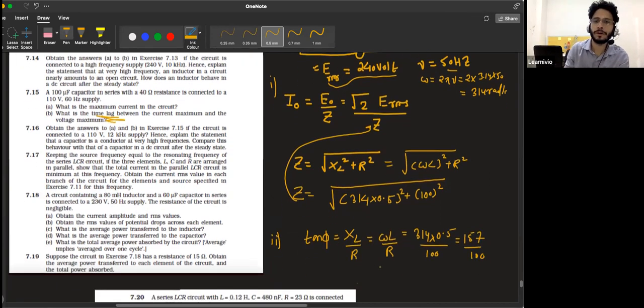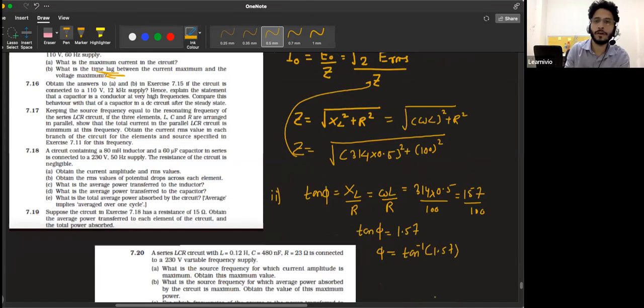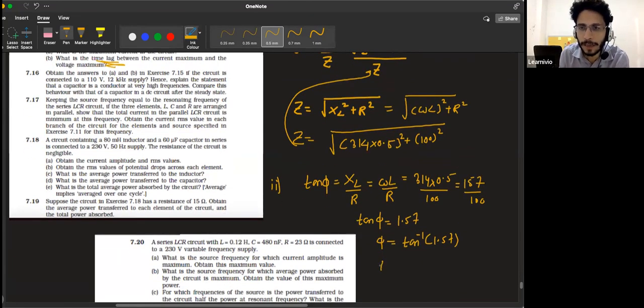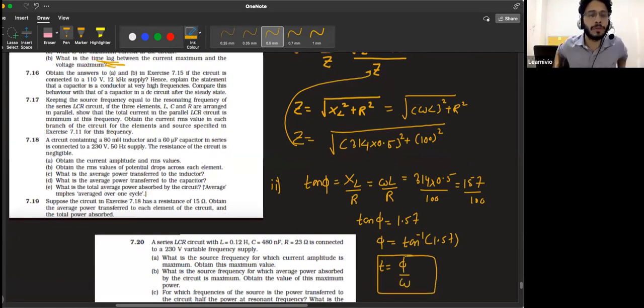So you will get that your tan phi is 1.57. And your phi will be tan inverse 1.57. So if you have phi, how to calculate the time lag? Time lag is just phi divided by omega. This is how we calculate the time lag. It's phi by omega. Phase difference divided by omega is the time lag.